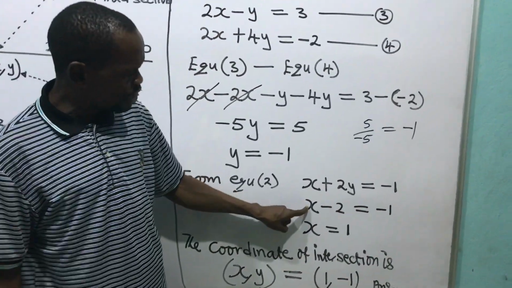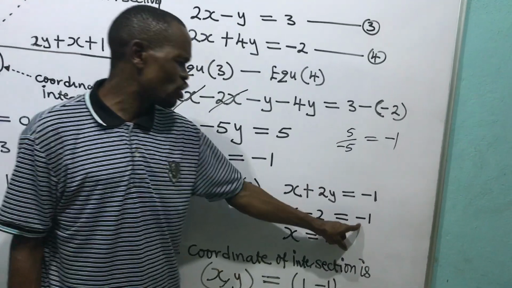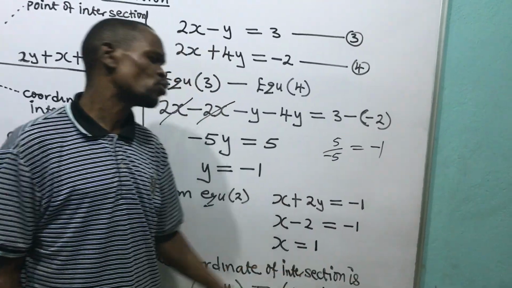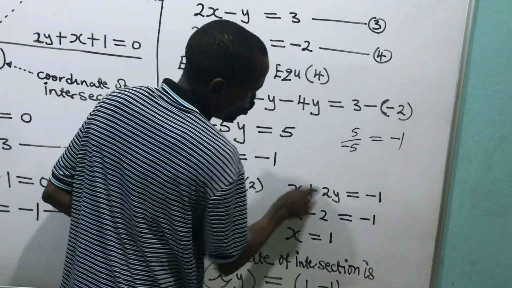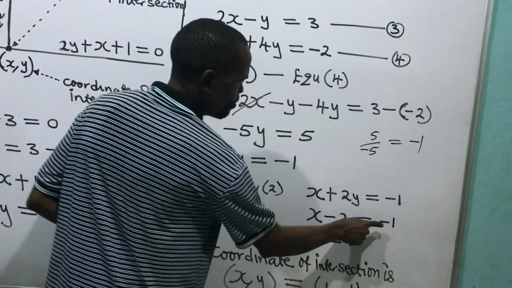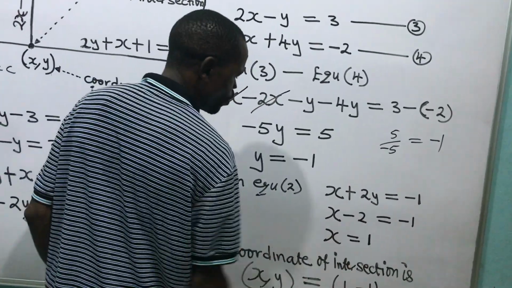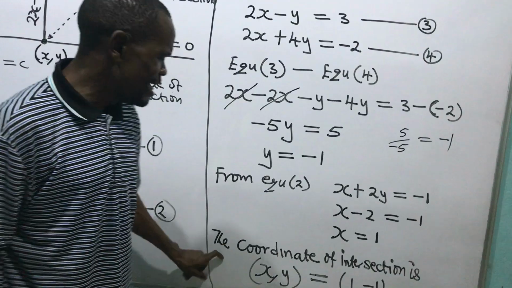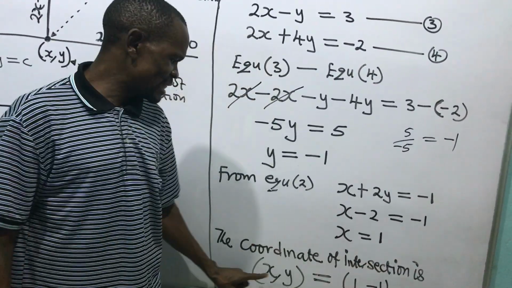Then making x the subject of the formula, this minus 2 going over there becomes plus. It becomes minus 1 plus 2, which will give me what? 1. You know this minus 2 going over here becomes plus 2. Then minus 1 plus 2 will give me what? 1. Therefore, I have my x equals to 1. Then I say the coordinates of the intersection is x, y.